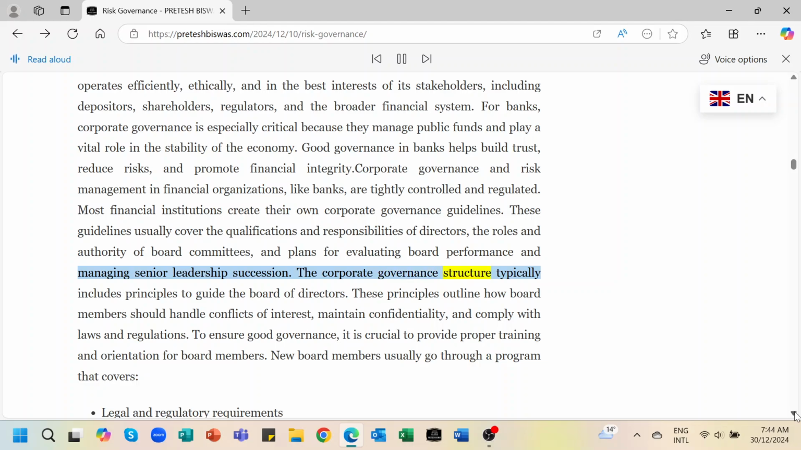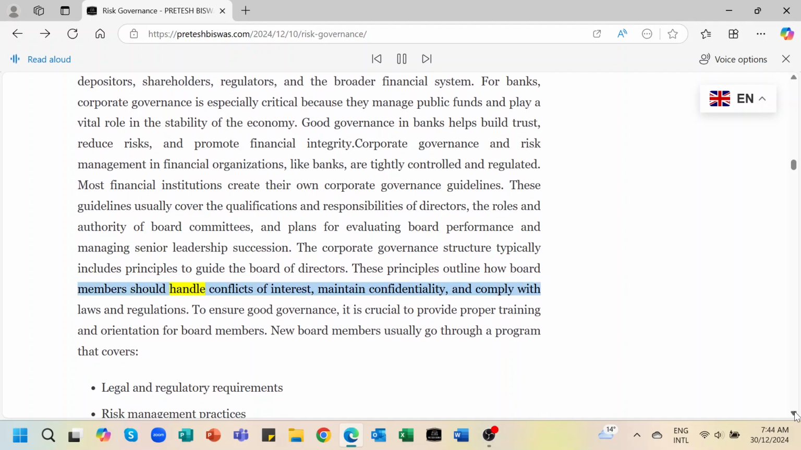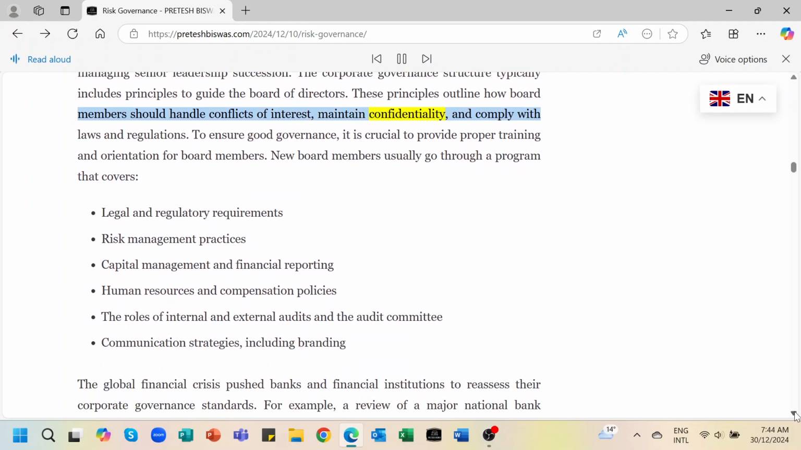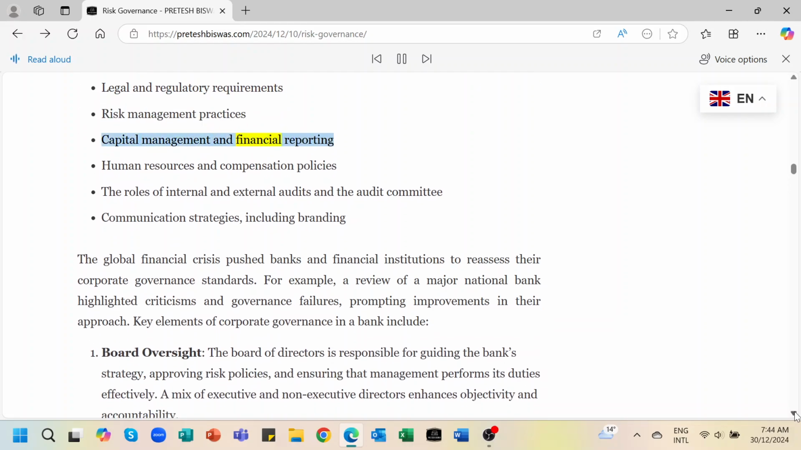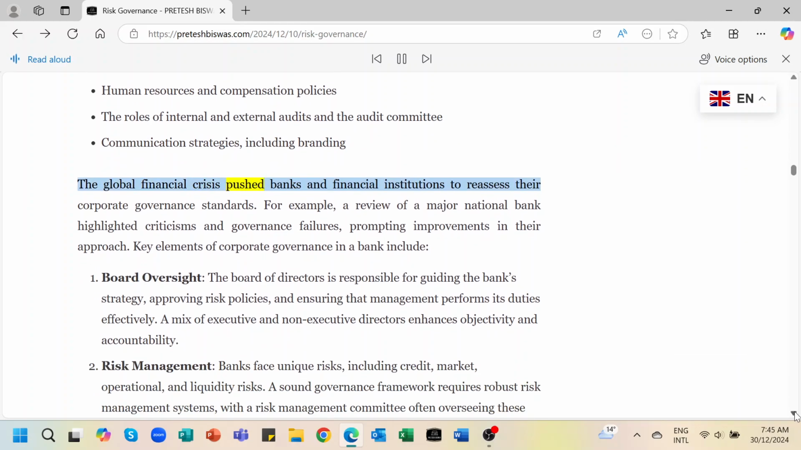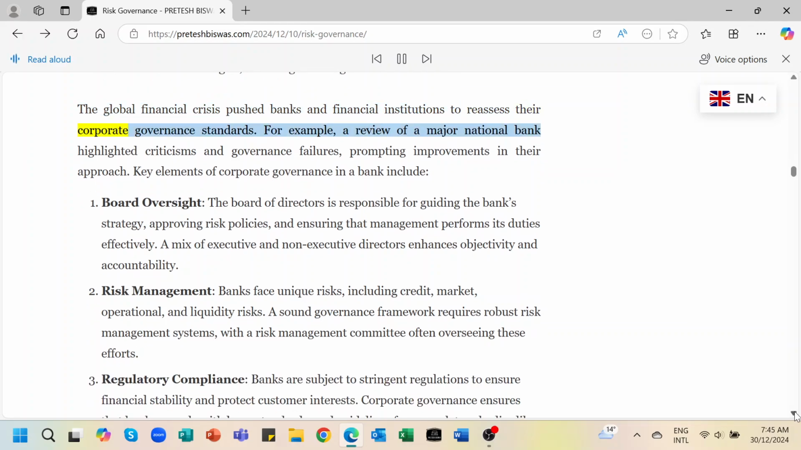The corporate governance structure typically includes principles to guide the board of directors. These principles outline how board members should handle conflicts of interest, maintain confidentiality, and comply with laws and regulations. To ensure good governance, it is crucial to provide proper training and orientation for board members. New board members usually go through a program that covers legal and regulatory requirements, risk management practices, capital management, and financial reporting, human resources, and compensation policies, the roles of internal and external audits, and the audit committee communication strategies, including branding. The global financial crisis pushed banks and financial institutions to reassess their corporate governance standards.